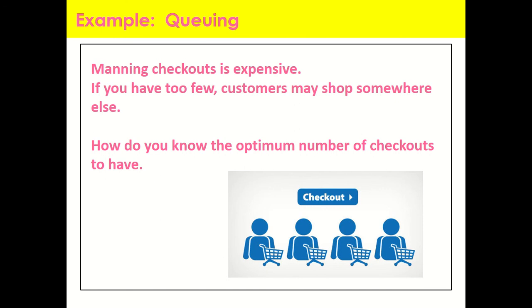Queuing. Manning checkouts is expensive. If you have too few people at the checkout, customers may shop somewhere else because they're queuing for a long time. How do you know how many checkouts to have open? How do you close them? Is it worth having electronic checkouts? What's best for your business? So how do you collect the data from those customers?